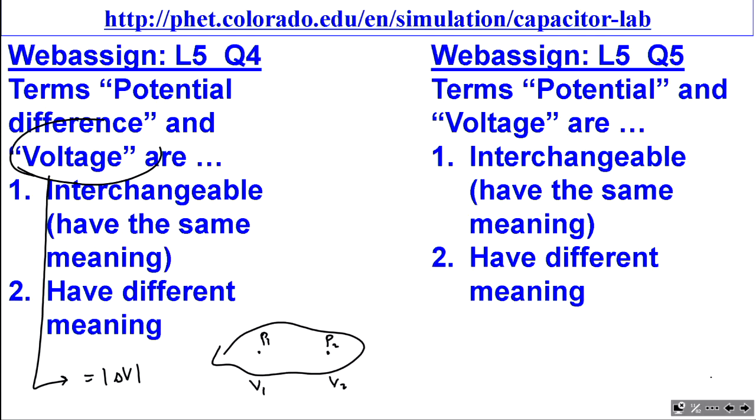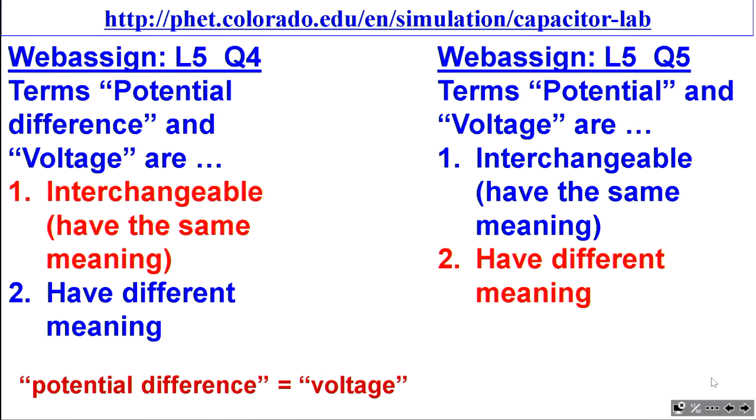But this term, electric potential, represents something happening at one single point. Here, electric potential here. But as we just said, the word voltage represents something related to a pair of points. So electric potential and voltage cannot be used interchangeably. Those are different things. It's very important to remember, especially for the lab.